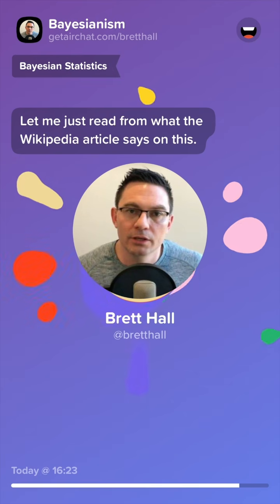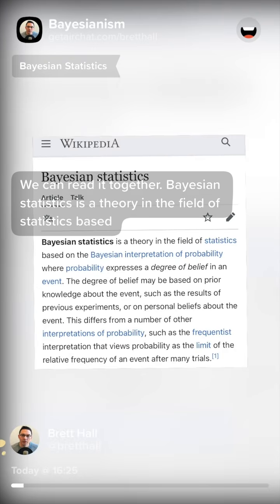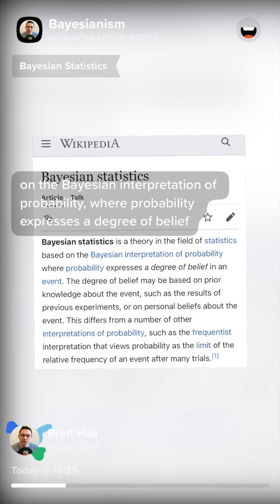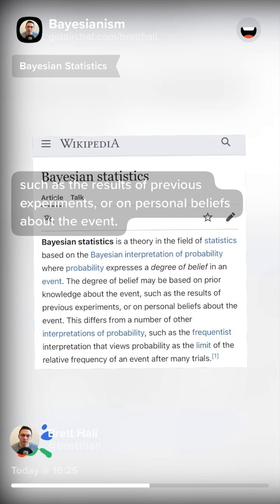Let me just read from what the Wikipedia article says on this. We can read it together. Bayesian statistics is a theory in the field of statistics based on the Bayesian interpretation of probability, where probability expresses a degree of belief in an event. The degree of belief may be based on prior knowledge about the event, such as the results of previous experiments, or on personal beliefs about the event.